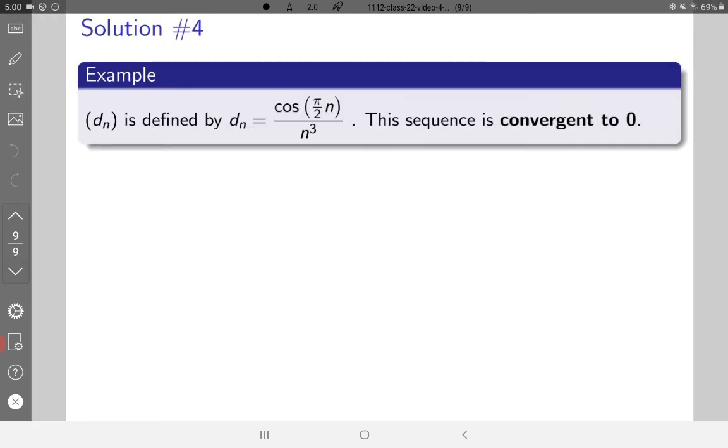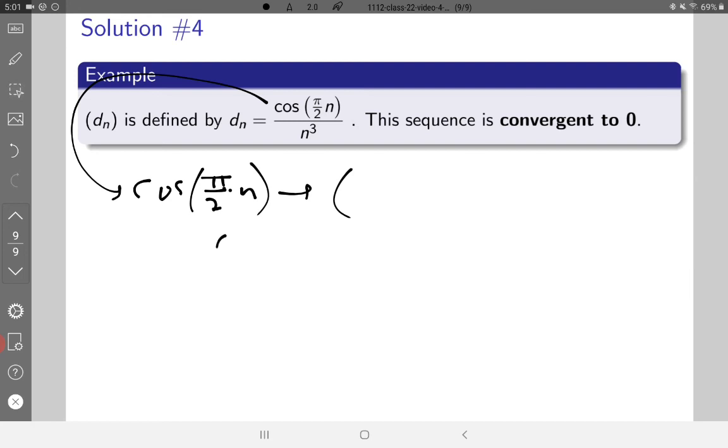Here's another example, and in fact this is very closely related to one we did, I think it was in the previous video. The cosine of pi over 2n, just that part. What does that do as n goes 1, 2, 3, and so on? So when n is 1, what's cosine of pi over 2? That is, on the unit circle, 90 degrees, pi over 2 radians. The x-coordinate at that point is 0.